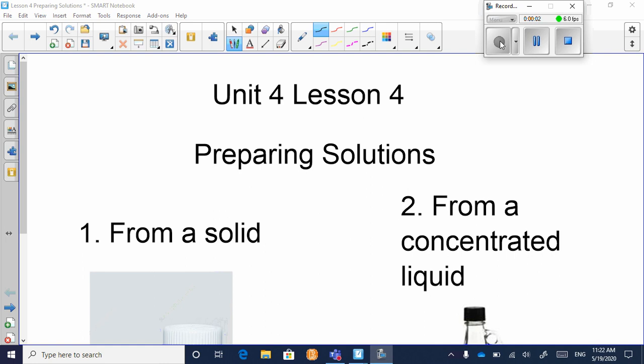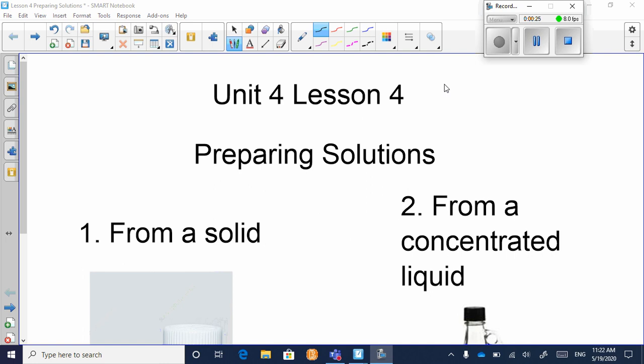Hi everyone, and welcome to lesson 4 of Unit 4. In this lesson we're going to go directly from our last lesson about calculating concentrations and use our knowledge of concentrations to help us actually prepare some solutions.